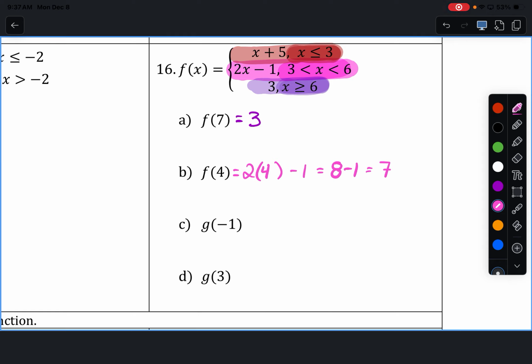There we go. Now, for C and D, I misnamed those. Those should both be F. That was just my bad. Now, for f of negative 1, okay, is negative 1 less than or equal to 3? Yeah. So we're going to plug into that first equation. So we have x plus 5. But what are we plugging in for x? So it is 4.